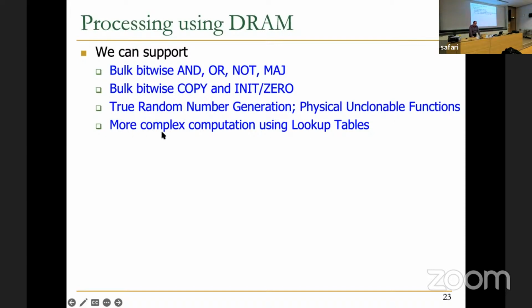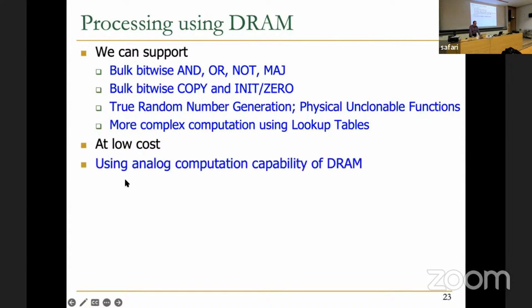And also we can do more complex computation using lookup tables. So that's also a key here, that the benefit is not only limited to such simple operations. You can also use DRAM for lookup tables, and you can bridge the gap between processing using DRAM and processing near memory. And the good thing is that all these things are happening at low cost, using only the analog computation capability of DRAM.